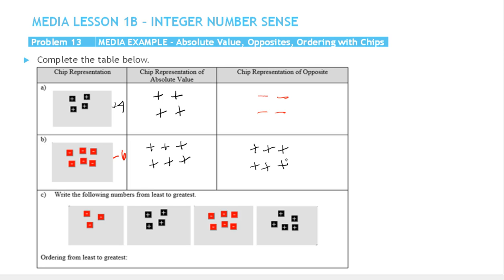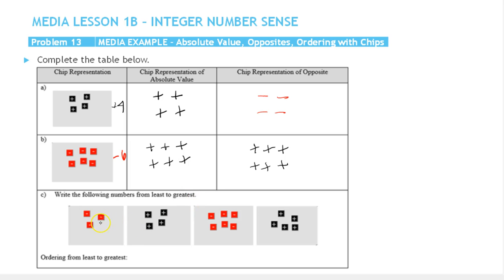So something to notice is that absolute values and opposites are different depending on what you start with. So if you start with a positive number, the absolute value is positive and the opposite is negative. If you start with a negative number, the absolute value is positive and the opposite is also positive. Let's look at this last example and use this to order the numbers from least to greatest.